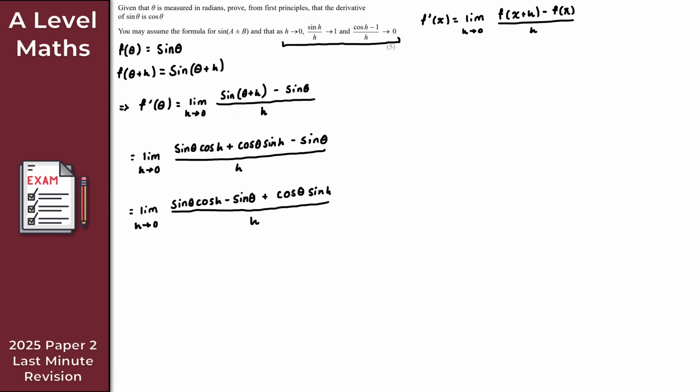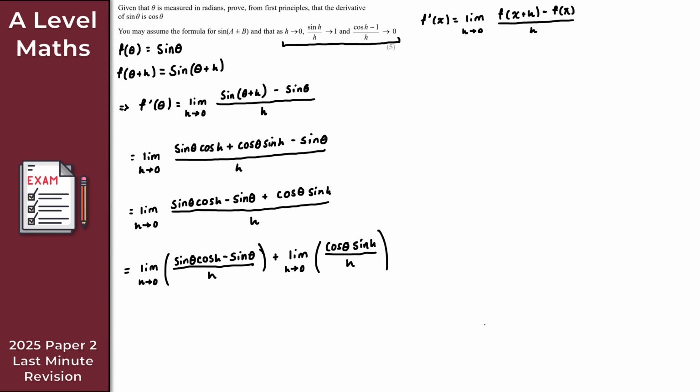Okay? Now, the next step here is probably the trickiest part of this question here for many students. So what I'm going to do then is split this limit up here into two separate limits, right? We call this linearity. So what I'm going to get here then is the limit as h tends to 0 of, so I've got the first part here, so sine theta cos h minus sine theta all over h, plus then, again, I've got another limit here. So the limit as h tends to 0 of cos theta sine h all over h.